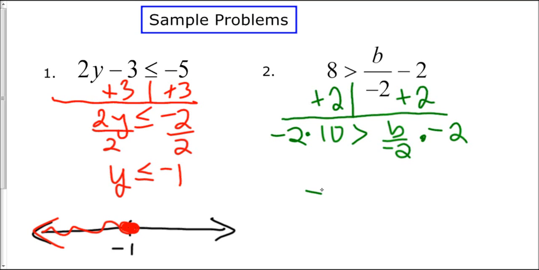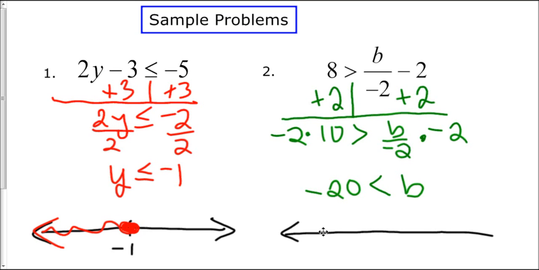I get negative 20 on the left. And then b divided by negative 2 times negative 2 is just b. But I have to remember to switch my inequality. So instead of having the greater than sign, I'm switching it to the less than sign. I'm going to graph this inequality. Negative 20 is less than b.